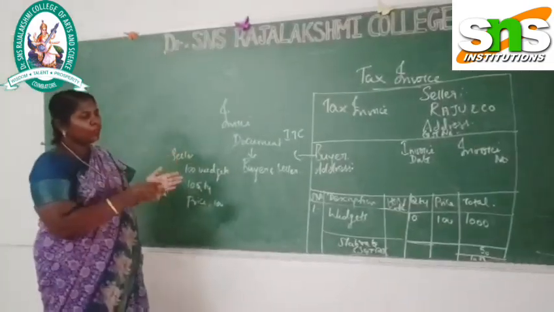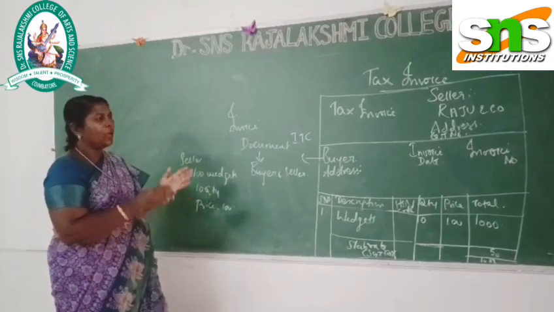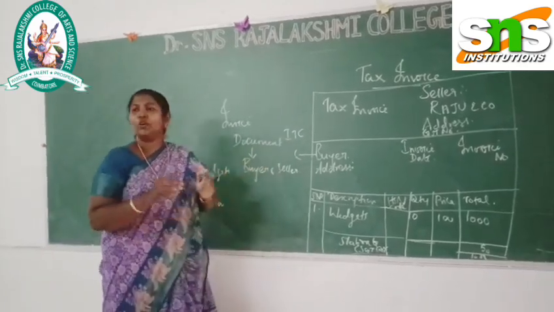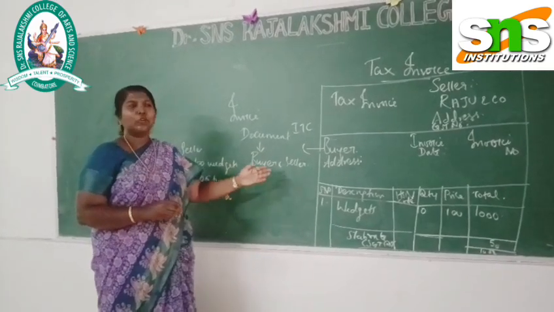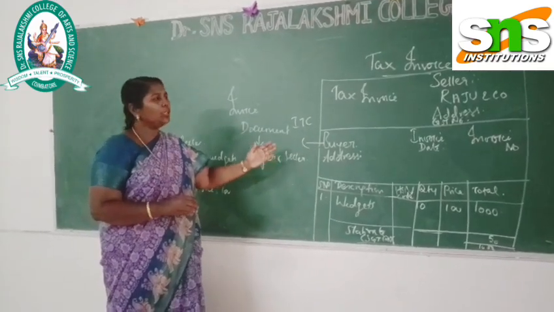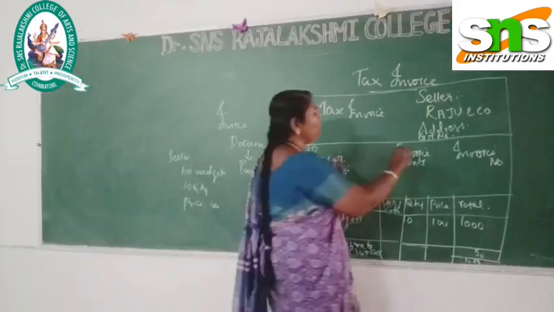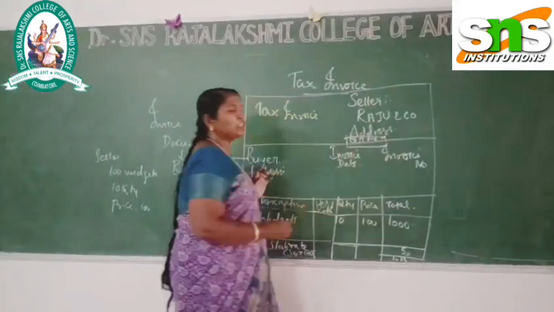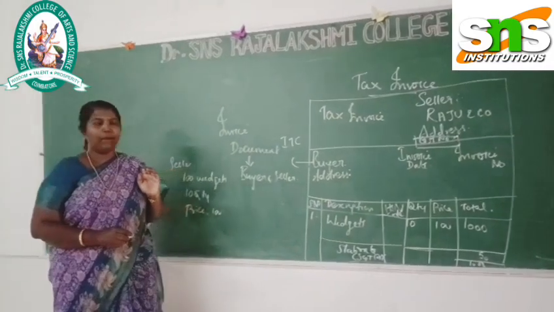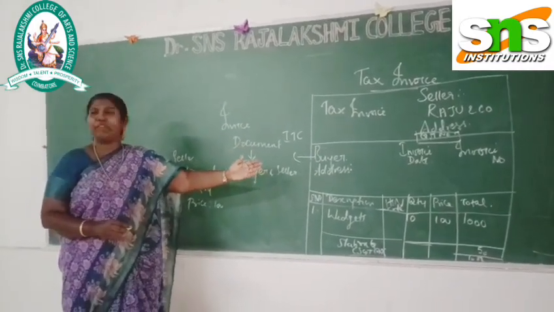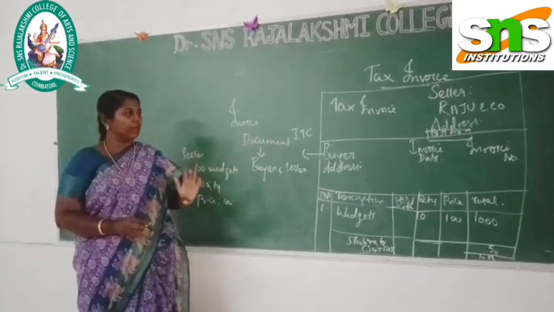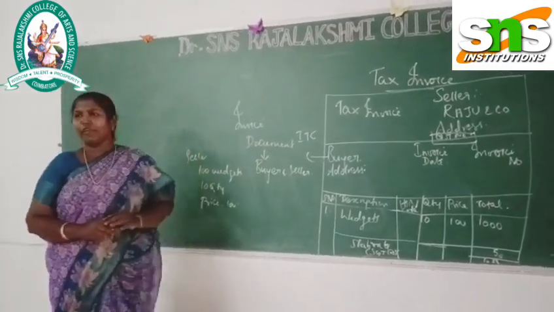If there is any omission or error in this tax invoice, both the buyer and the seller will have a conflict between them, and they have to pay a penalty or fine to the government. So all the problems will occur. Everyone has to check whether they have mentioned the GST number. It is a 15-digit number, like the PAN number we have, likewise the GST number. So this is the basic format of the tax invoice.